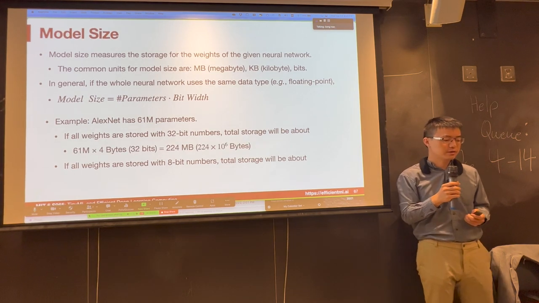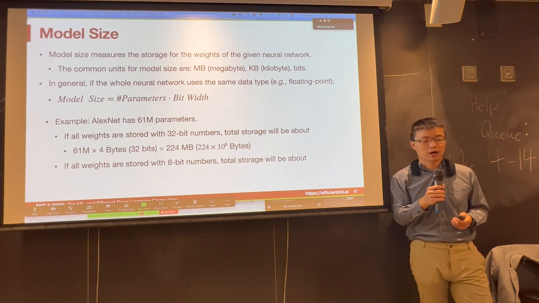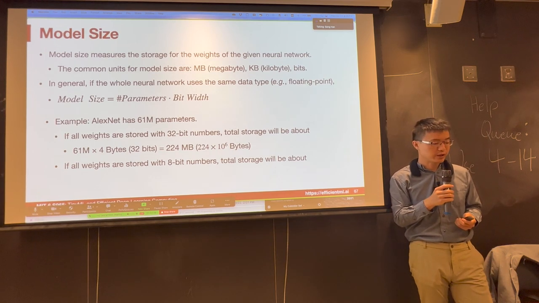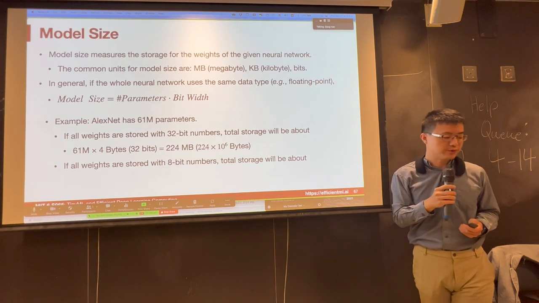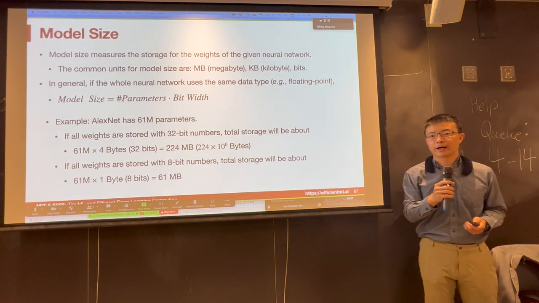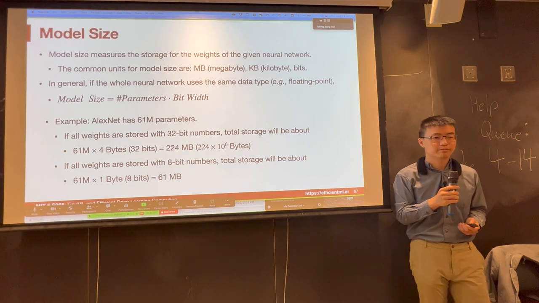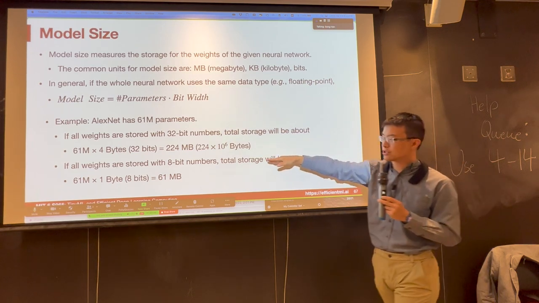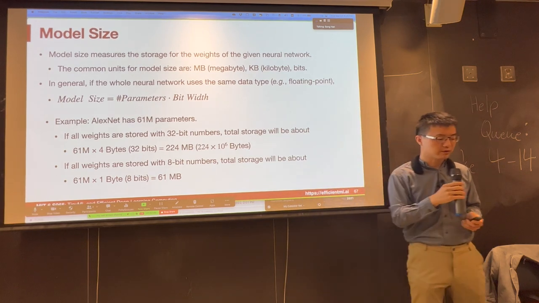Each 32-bit number is equal to 4 bytes, so we need altogether 224 megabytes to store this neural net. What if we quantize them to 8-bit numbers? 8 bits is 1 byte, so we need 1 byte for each parameter, and totally we need 61 megabytes. In a later part of this lecture, we are going to teach the techniques to quantize the models from 32-bit to 8-bit.